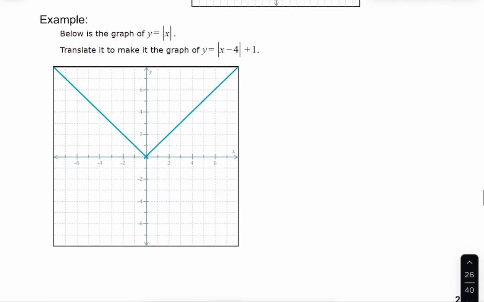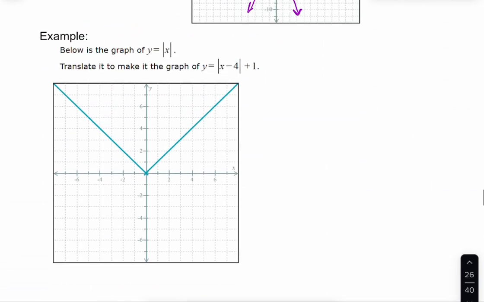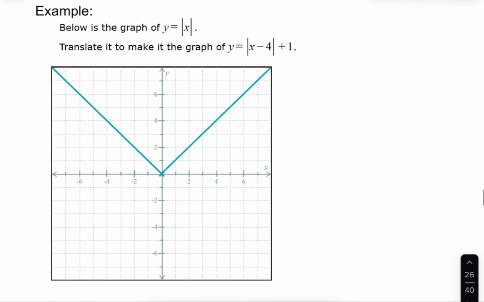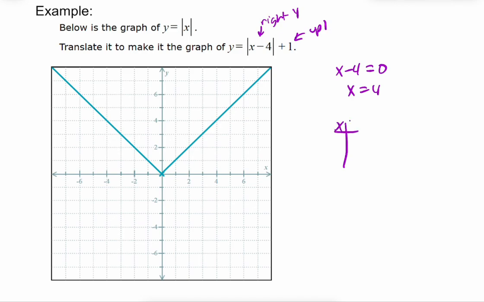Okay. Just let's see where we're at. We're almost there. Okay, let's do this one. Now, hopefully you can predict what's going to happen. Our vertex is going to move to the right 4 and up 2. Or up 1, I'm sorry. That is a 1 there. Up 1. So how do you check? Well, just set x minus 4 equal to 0. Get your center. My center is at 4.